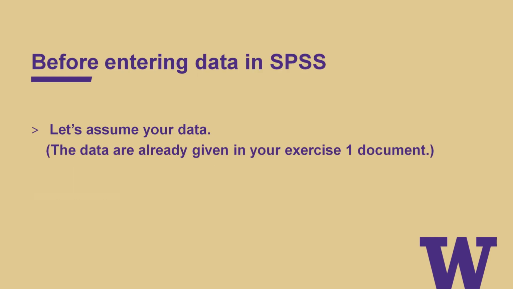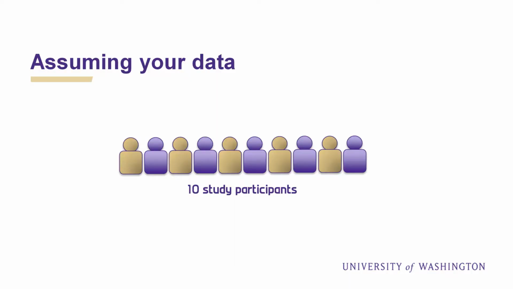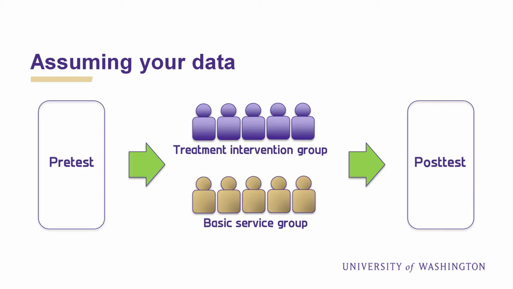Before starting, let's assume your data. You can find the data we're going to input in your exercise 1 document, but I will visualize the data for your understanding. So let's assume that you have 10 participants in your study. Among those 10 participants, 5 are in a treatment intervention, and the other 5 get services as usual.